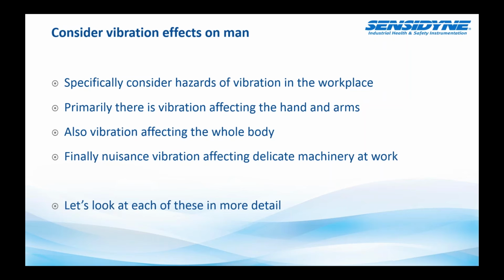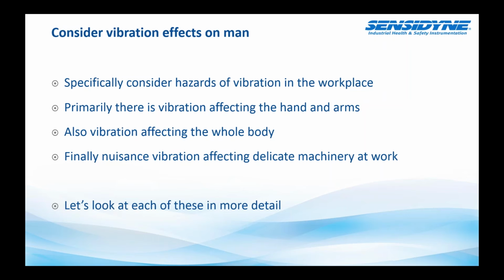So the primary one that we're going to look at, or the first one that we're going to look at, is vibration affecting the hands and arms. Then we'll take a look at vibration affecting the whole body of a worker, of an individual, and we'll finish off then looking at the effect of nuisance vibration, which is typically something that we worry about as far as machinery at work and spoiling things that our delicate machinery is trying to perform for us. So let's take a look at each one of those in a little bit more detail.